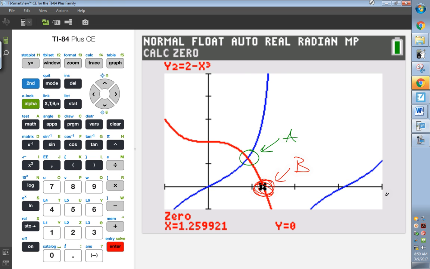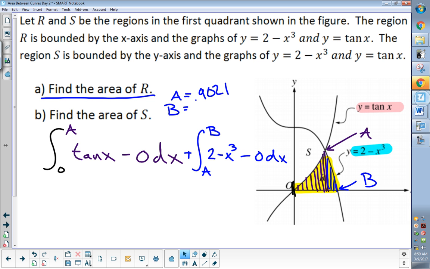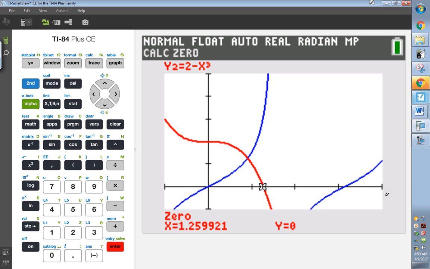There's my B value, 1.2599. So on my paper, I better write 1.2599. That way, as the person grades my paper, they know that I did the right thing. You will get a point normally on a question like this if your bounds are correct. I'm going to store that number as the letter B, though.